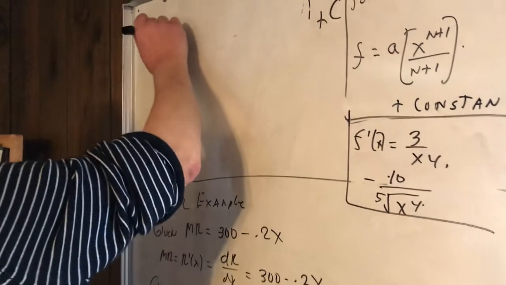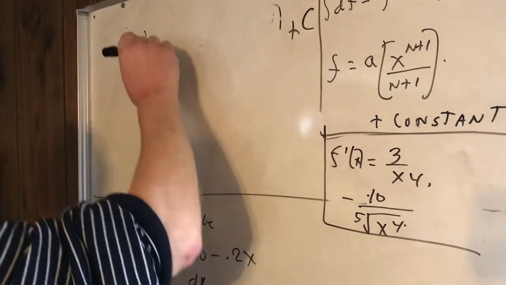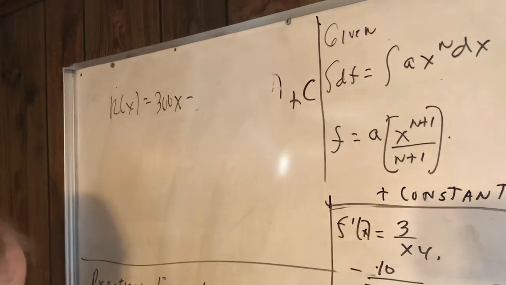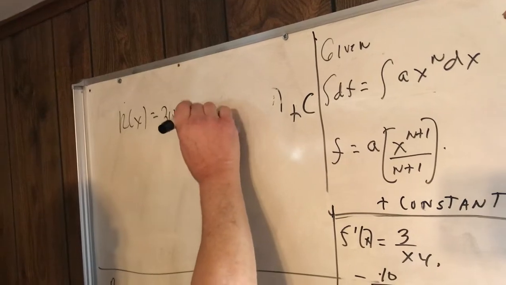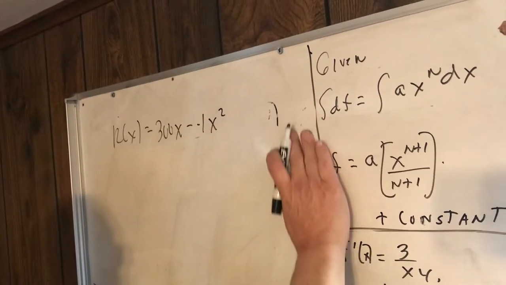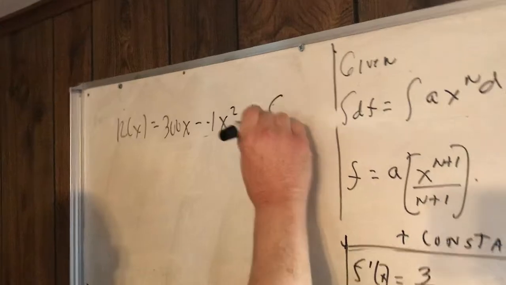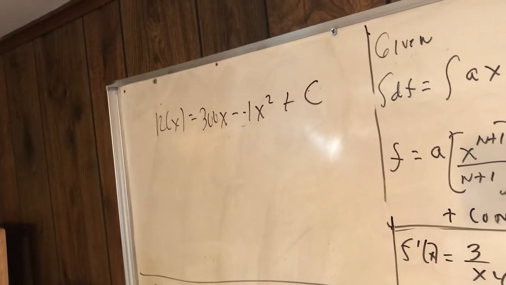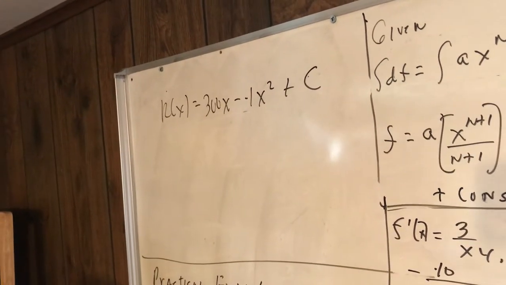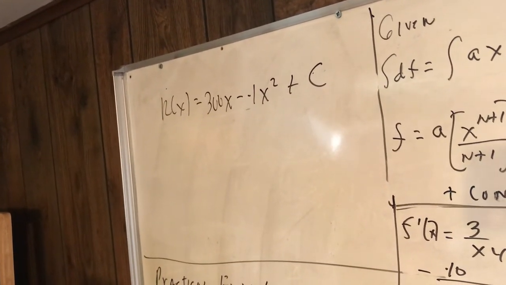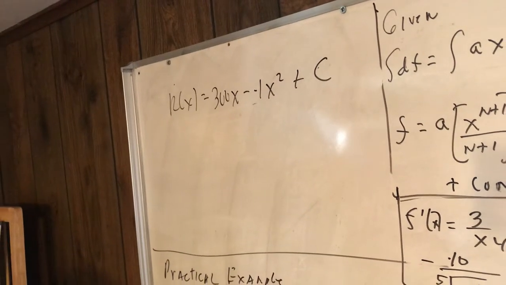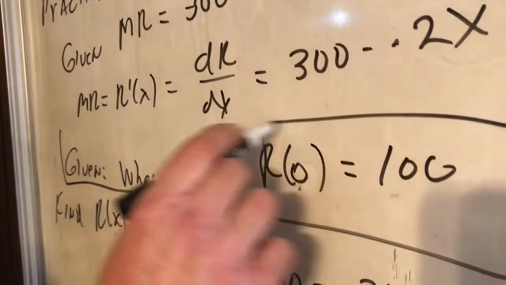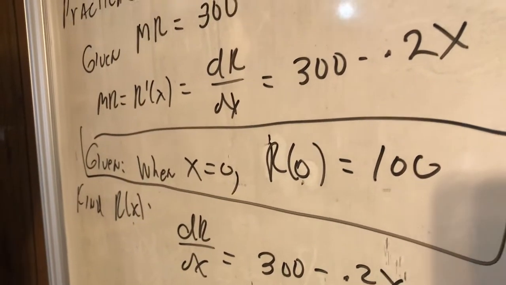Okay. So, what do we get here? We got R(x) equals 300x minus 0.1x² plus c. Now this is a practical problem, revenue. I need to find the c. In order to find the c, I must be given something. Well, what am I given? Look at here. When x equals 0, R(0) is 100.